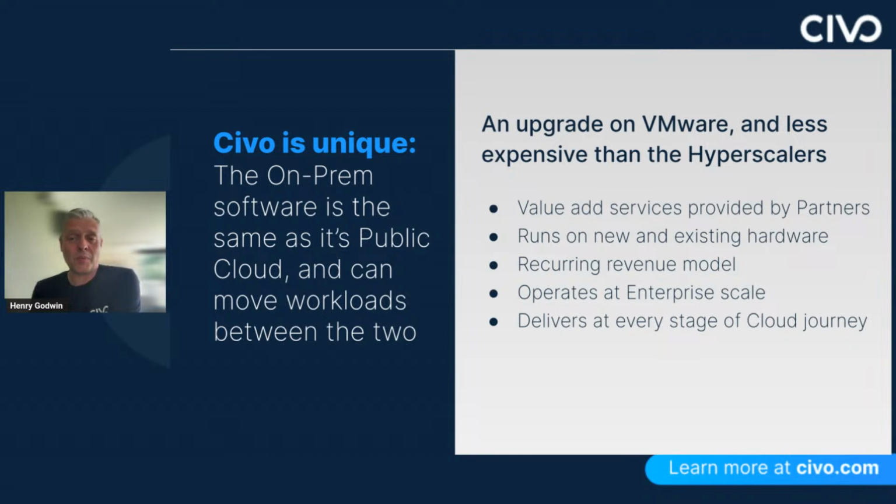Value-added services are provided by the partners. I've already mentioned it runs on new and existing hardware. It creates a recurring revenue model for the people who deliver those services and operates at enterprise scale. And in essence, from my experience of working at VMware and with the hyperscalers in my past life, CivoStack Enterprise is an upgrade on VMware, where VMware was coming to an end. Civo starts before that and runs much further into the future. And it's a lot less expensive than the hyperscalers themselves.